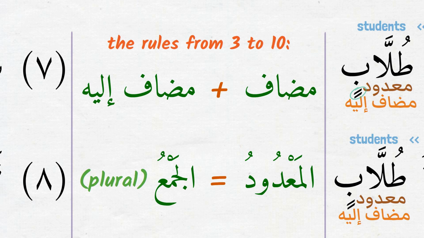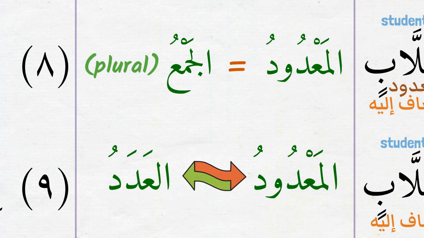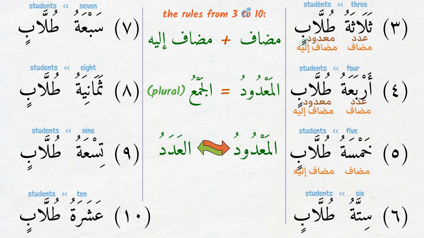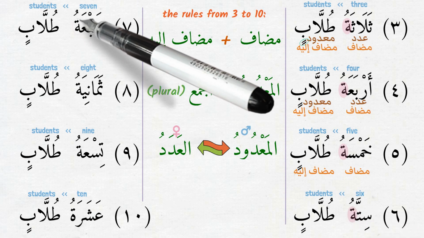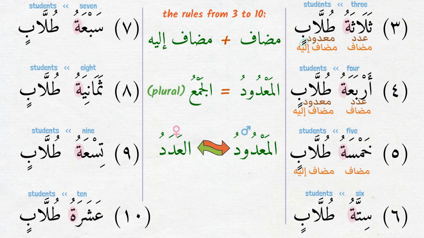And the final rule to learn is that from 3 to 10, the عدد comes in the opposite gender of the معدود. In other words, to count طلاب, which is مذكر, we are using مؤنث عدد. That is why all these numbers end with تا مربوطة: ثلاثة, أربعة, خمسة, ستة, سبعة, ثمانية, تسعة, وعشرة. They're all مؤنث عدد because they end with تا مربوطة. Very good. That's all we have to learn as far as the counting rules in this lesson.